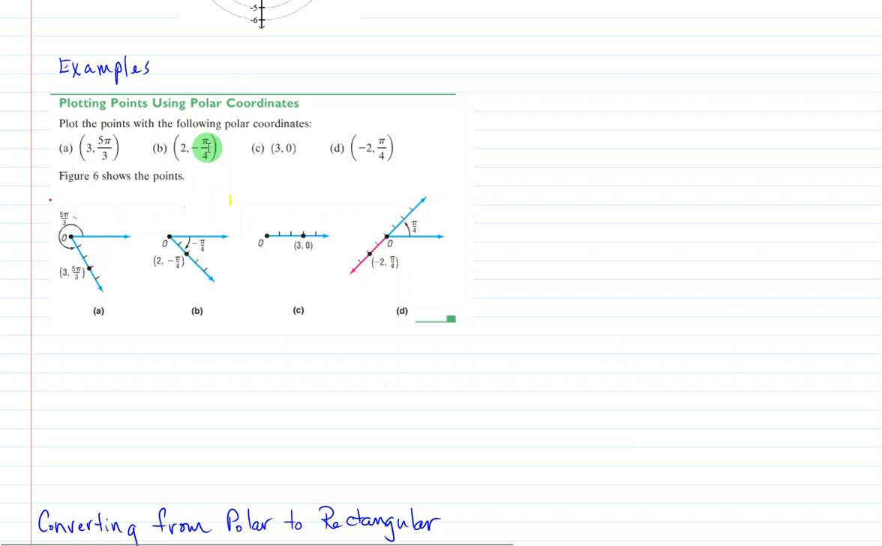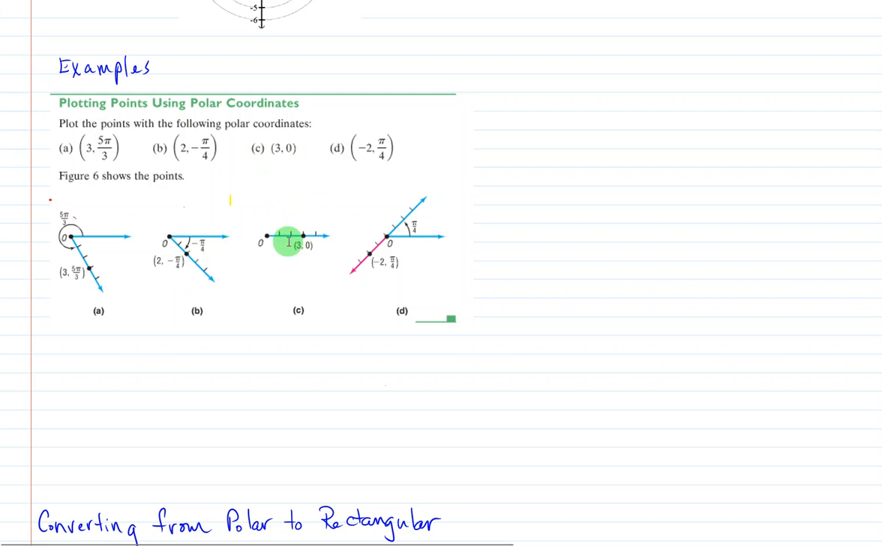2 negative pi over 4. Now a negative angle goes clockwise. Regular positive angles go counterclockwise. So that means we start here and we go to negative 45 degrees or negative pi over 4. And there's your 2. So that's that point.